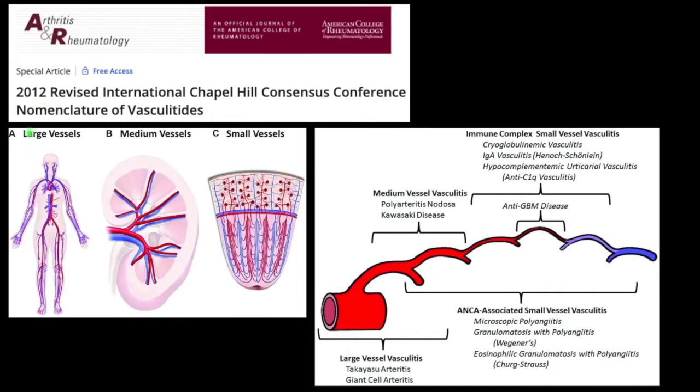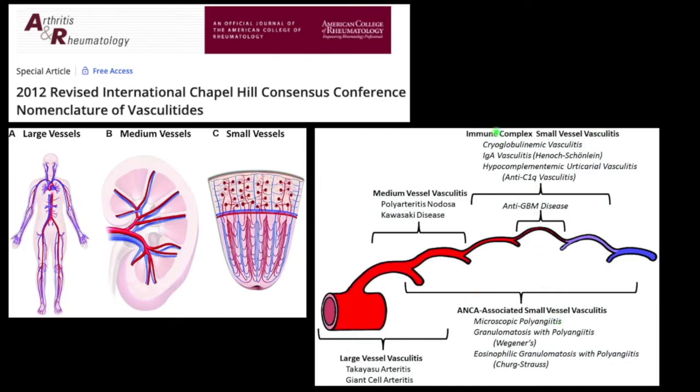And here you see that it divides the vessels based on size. So we have large vessels, medium vessels, and small vessels. In the large vessel category, we see two diseases, Takayasu and giant cell arteritis. In the medium vessel category, we see Polyarteritis Nodosa and Kawasaki disease. And in the small vessels, we see two categories, the immune complex small vessels and the ANCA-associated small vessels.